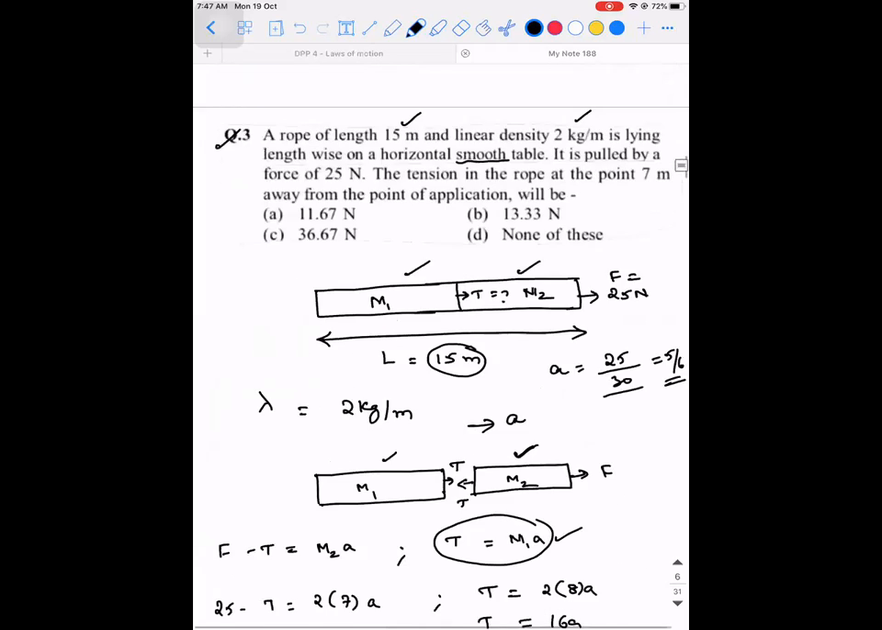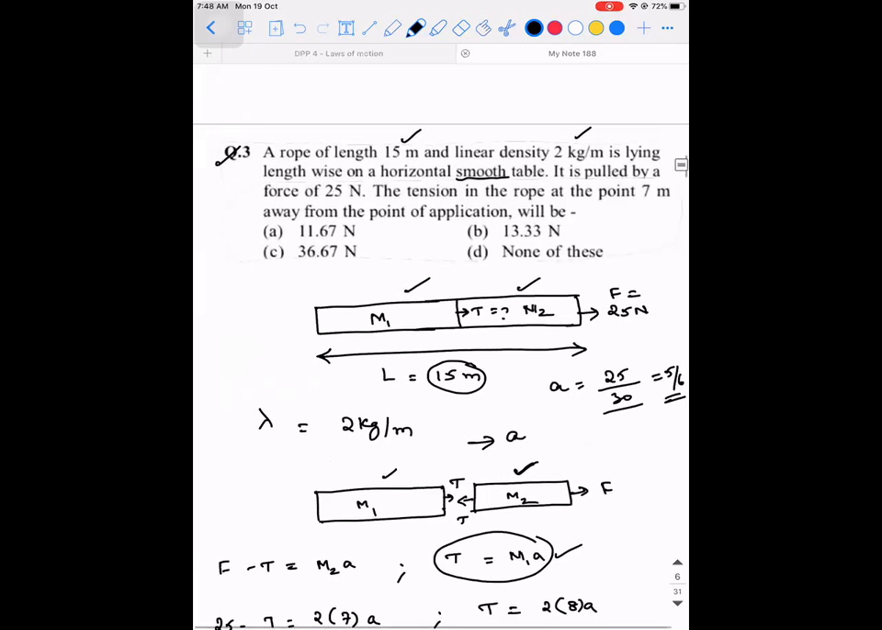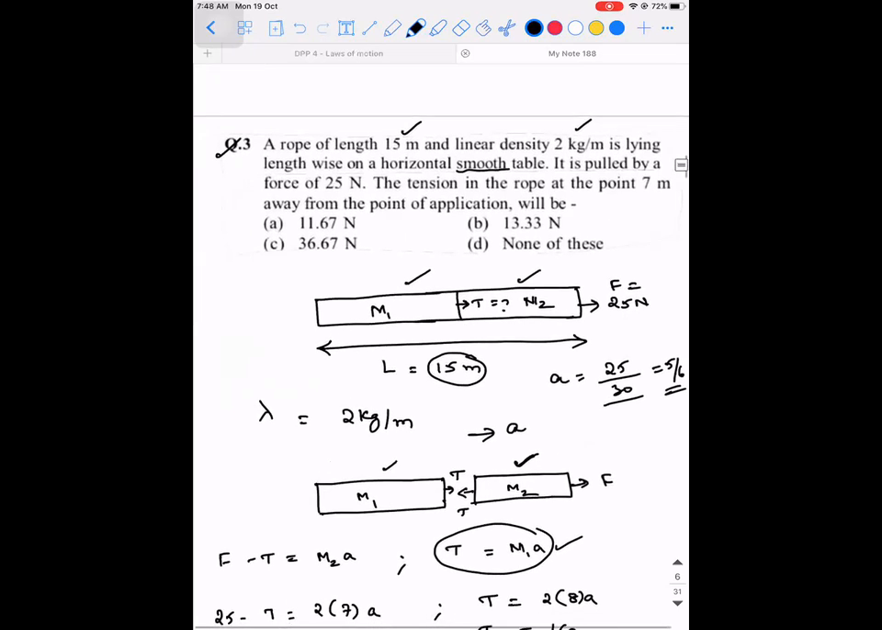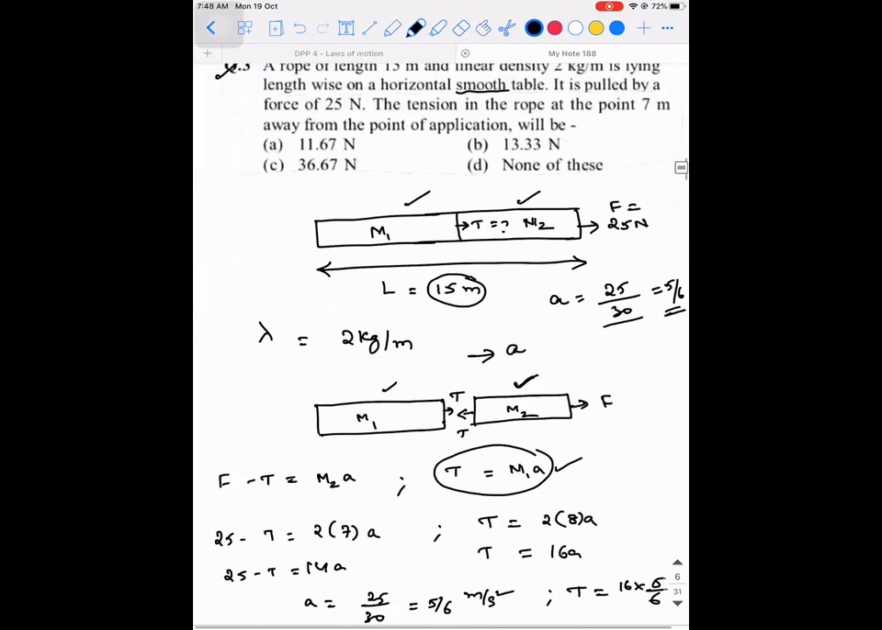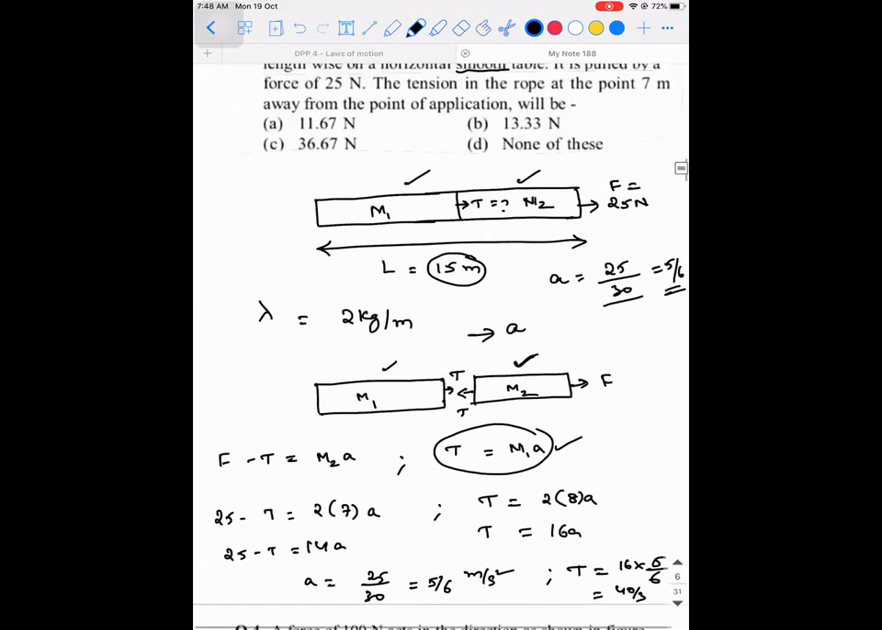But what are they asking? So yes, sir, 40 by 3 will come. Then 13.33. So how much is it? 40 by 3. Yeah? 13.33 is the answer. That's right. So I hope you guys understood.